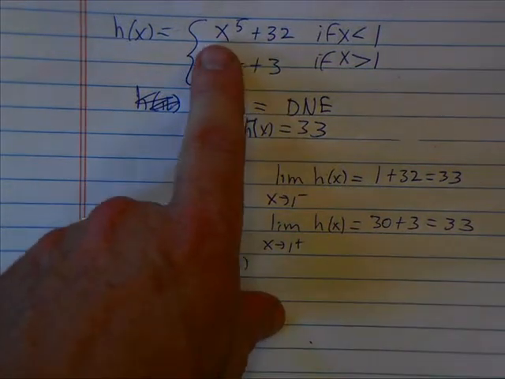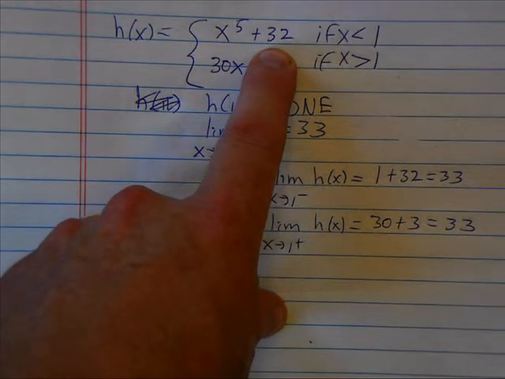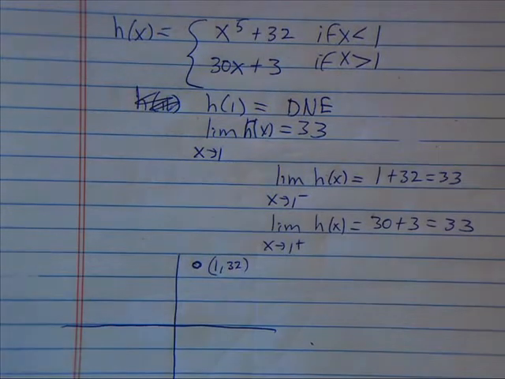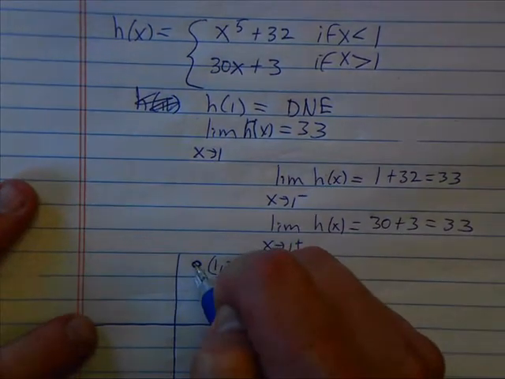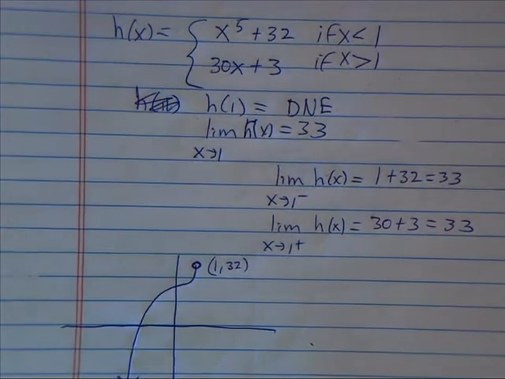What does x to the 5th plus 32 look like? It's kind of S-shaped, except we're stopping at 1, aren't we? We only want to the left. So it looks kind of like this. If you were to type that into your calculator and get a decent window, it would look something like that.